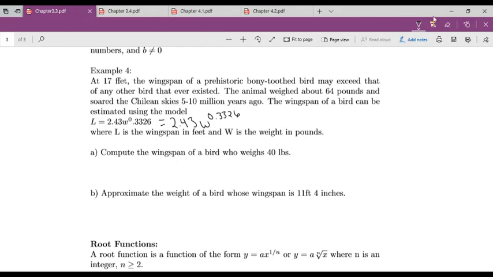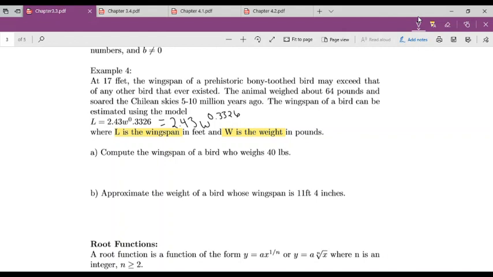Okay, so that's the equation we're going to use, where L is the wingspan in feet and W is the weight in pounds. Part A says compute the wingspan of a bird who weighs 40 pounds. The biggest thing you need to find and make sure you know is that L is the wingspan, and W is the weight in pounds. It's important to keep those straight.